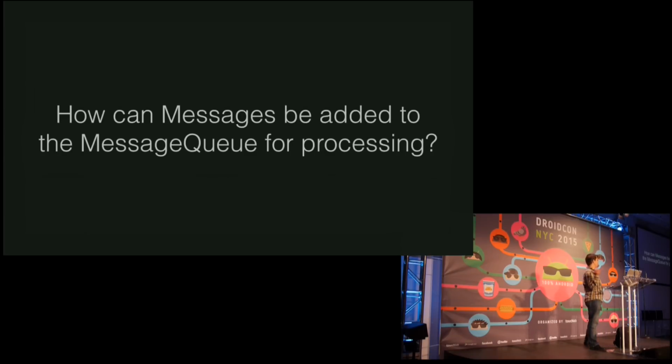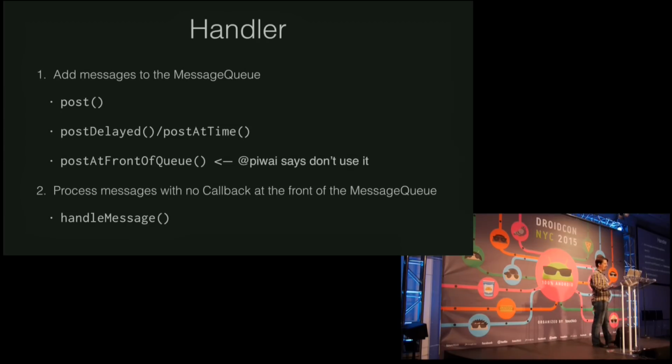So MessageQueue really doesn't have an API. So how do you get messages added to the MessageQueue to be processed in the future? That's where Handler comes in. And Handler is kind of a weird name for this class because it really does two things. It adds messages to the message queue of the looper that it's associated with. And then it also handles messages when those messages don't have a callback.